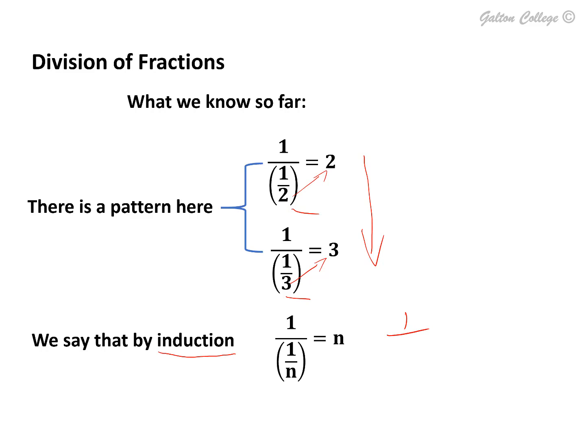1 over 227 is equal to 227. We just deal with this one. We do that by induction, because every time we do this calculation, we find the same process. We find the same way of doing it. So after a while, we generalize it, and we say, that's it.